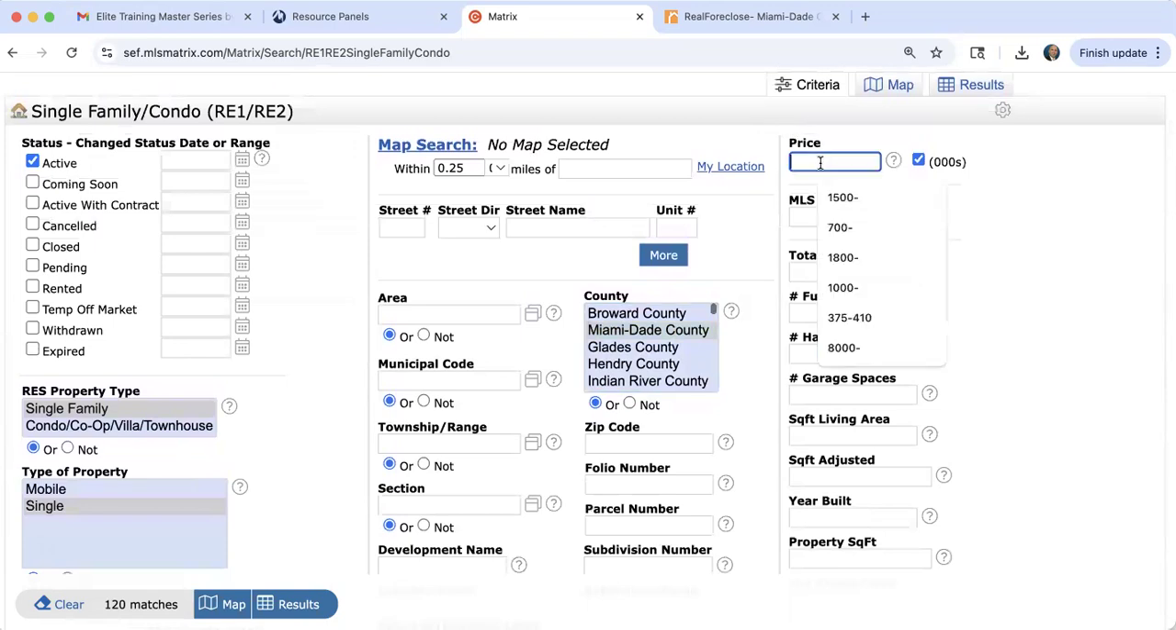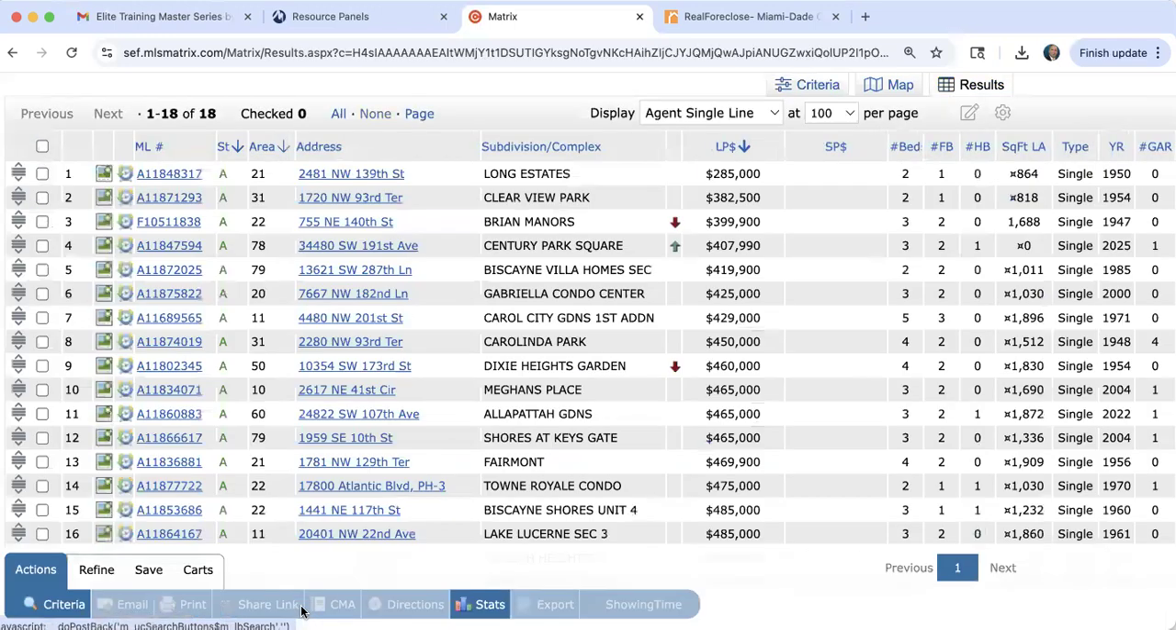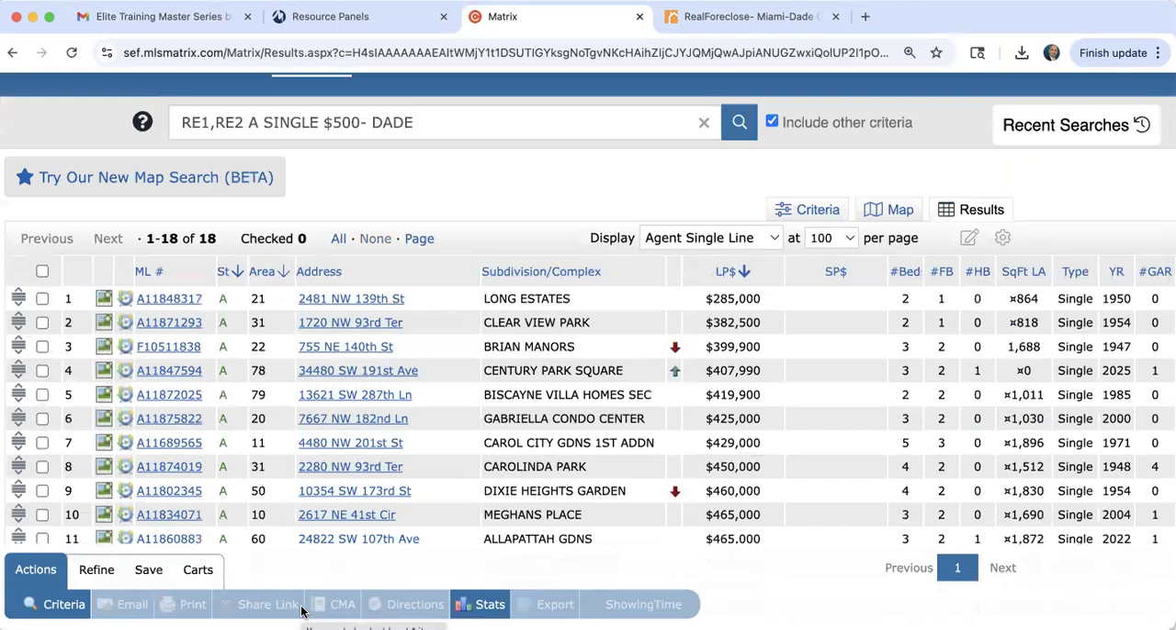Now, let's say our client is looking for no more than $500,000. So we're going to go $500,000 or less, and you have 18 matches. So in all of Miami-Dade County, I'm just going to click on results because we're not going to pick any particular zone or area. We're going to learn how to find these properties and analyze the properties.